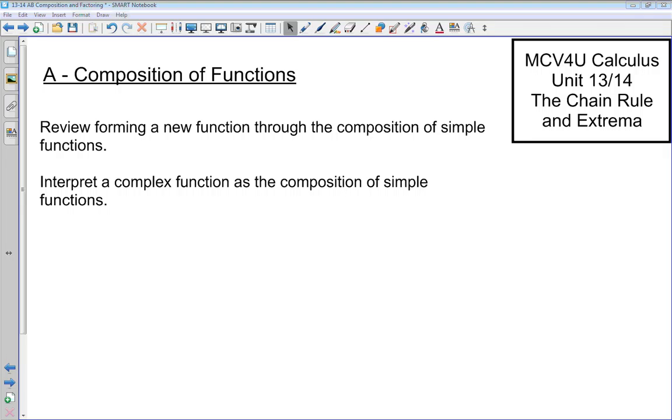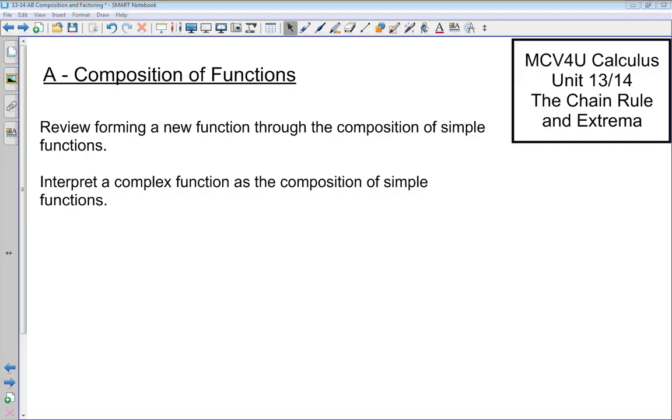Okay, in this lesson we're just going to review the concept of composition of functions. So what was composition of functions? Well, it was the process of forming a new function by combining two simpler functions in a simple way. Really what we're interested in being able to do is the opposite: to take a complicated function and be able to view it as simpler functions that have been combined together through composition.